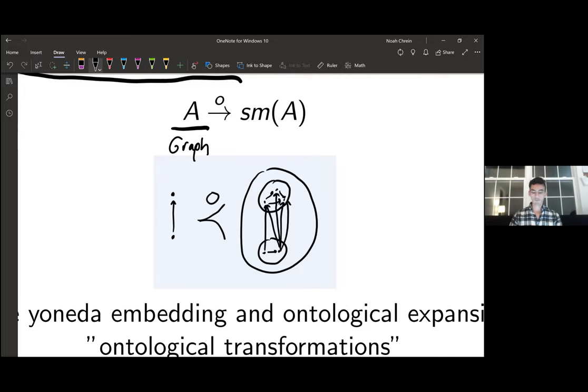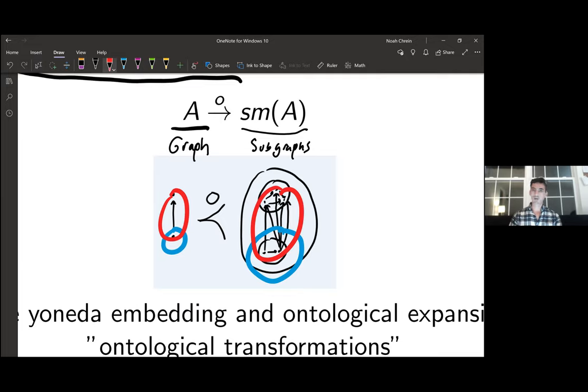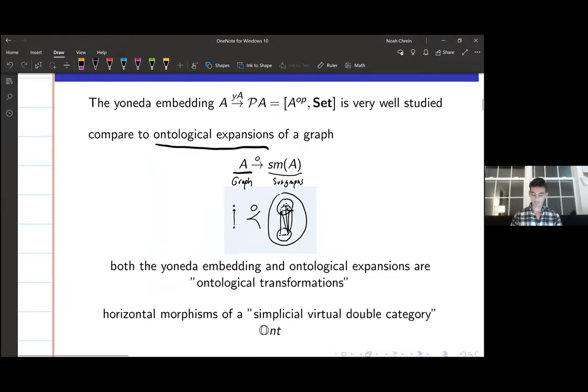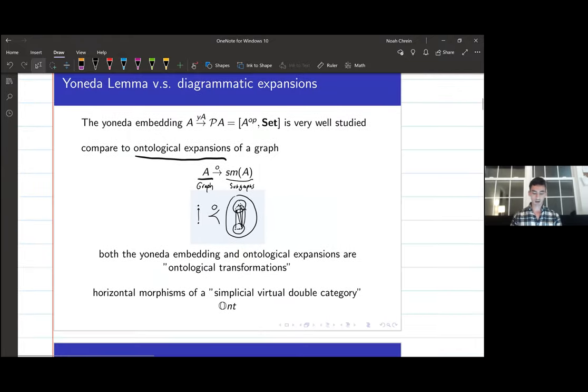Okay, so I have a graph on the left, for example, and this thing on the right are going to be like the subgraphs. And I'm going to have a morphism from the graph into the subgraphs, and if I draw a picture of that, what that looks like is I take an element of my graph, a vertex, and I expand it into a subgraph. And I take an edge of my graph, and I expand it into a collection of edges between the subgraphs. So this is what an ontological expansion might look like, a diagrammatic expansion you could think of it like.